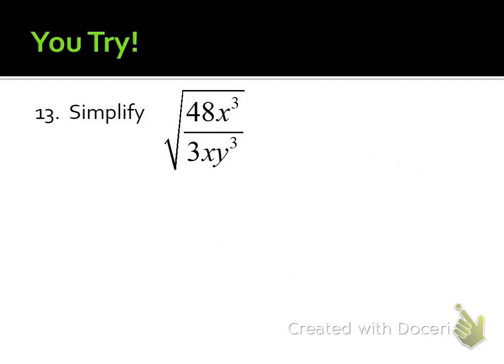All right, so you've got one here to try. Just to give you a nudge, I would look to simplify first and then start splitting up and reducing and simplifying from there. So simplify your fraction first. Go ahead and work on it. Stop the video, start it back up, and you can check your work.